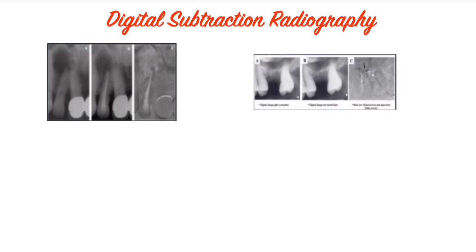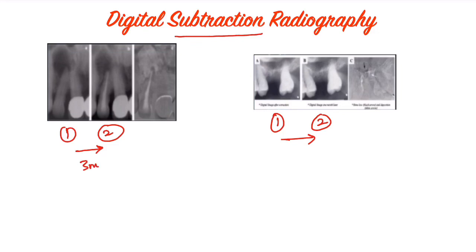The next is digital subtraction radiography. As the word clearly says, subtraction means you are going to take two radiographs, radiograph 1 and radiograph 2, after a duration of time. For example, the duration between these two radiographs is some 3 months, and you are going to compare the two radiographs by subtracting one from the other, by which you are going to know the prognosis of the teeth. I hope you're very clear, right?